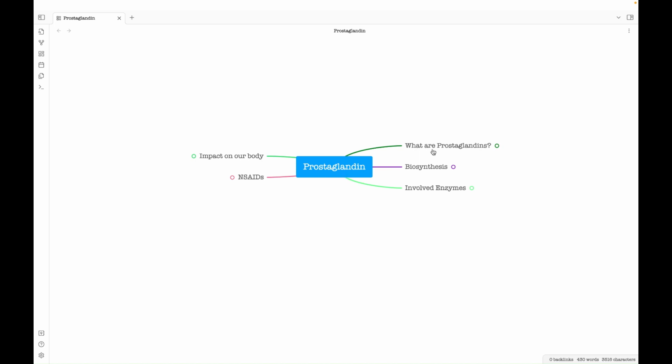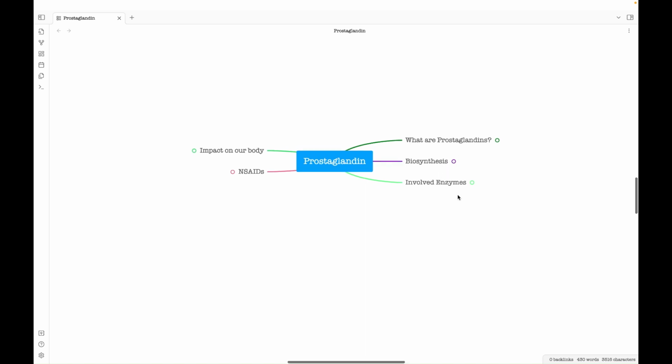So we'll discuss 6 major points of prostaglandins. One is what are prostaglandins, second their biosynthesis, third the involved enzymes, that means the enzymes which are associated with the prostaglandin biosynthesis and functionality, fourth the impact of prostaglandins on our body, and fifth is NSAIDs. Okay, so let's start with this.